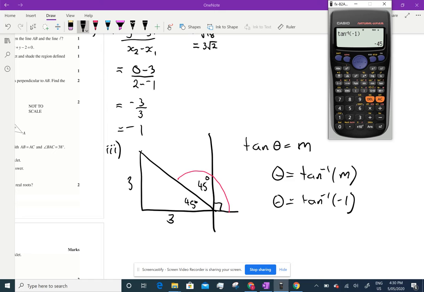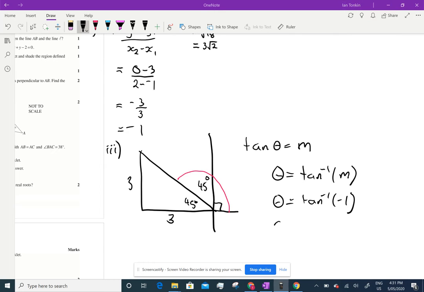Now, if it gives you -45, you have to know that that is 135, you peanut. Get back here.